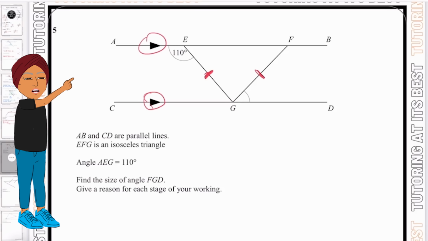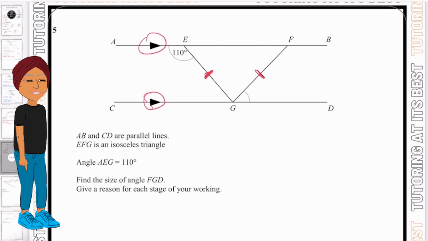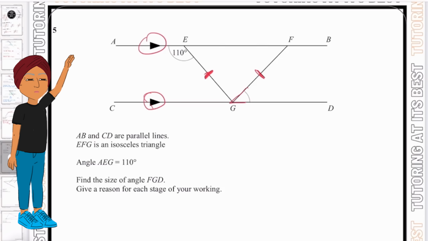And we know that angle AEG is 110 degrees. So let's find the value of the angle FGD. So that's again F to G and G to D, which is this section here. And let's label it X.